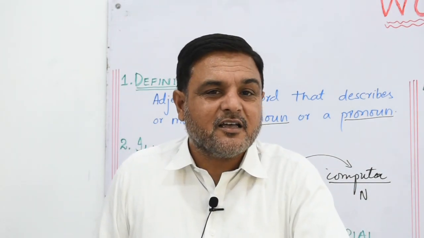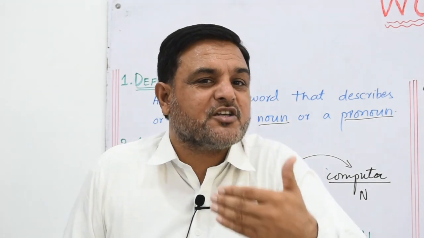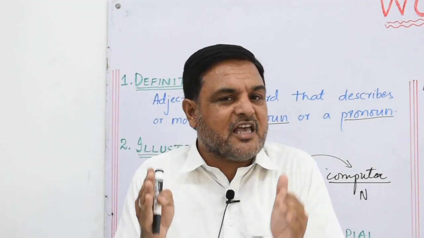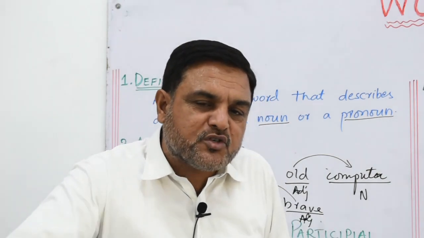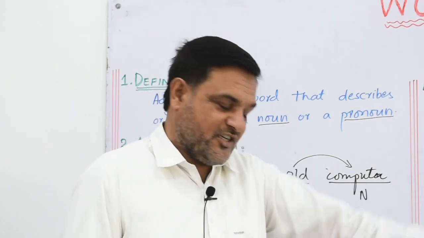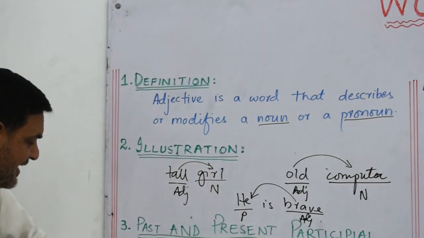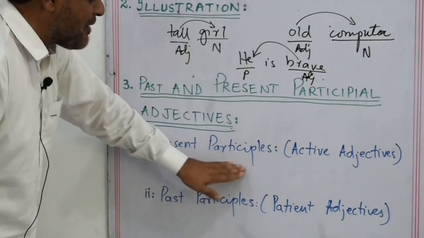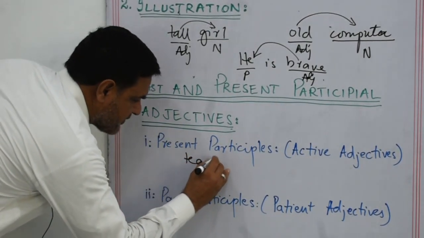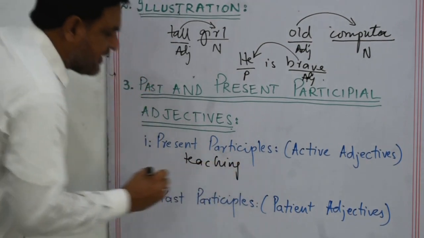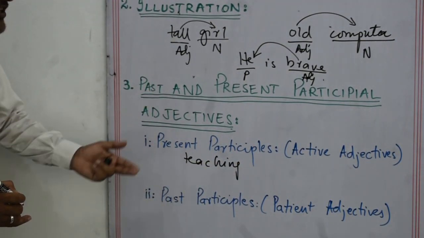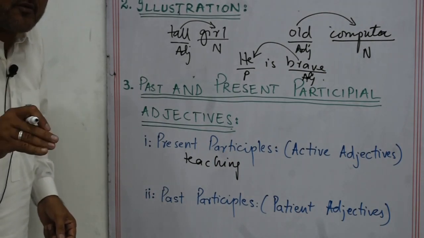They can change or describe the meaning of a noun or pronoun. So therefore, they can be used as adjectives. They can easily be used as adjectives. So for example, let's take examples of present participles first of all. Let me take this one: teaching. Now clearly, teaching is actually the fourth form of the verb.